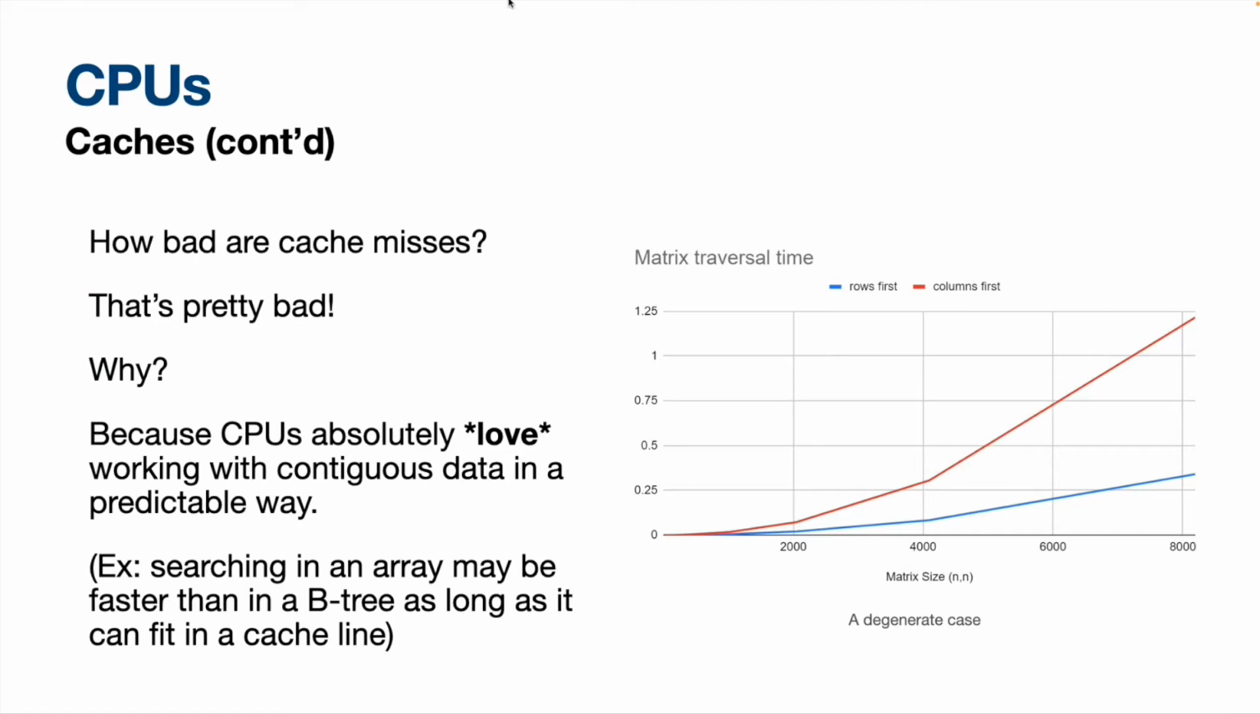Now, if you look at the right, there is this very simple example. I just did a matrix traversal, first by row, the blue line, and then by column. The operations are exactly the same. You can see that as the matrix size increases, the results are way worse. Here, at the beginning, they are almost identical.